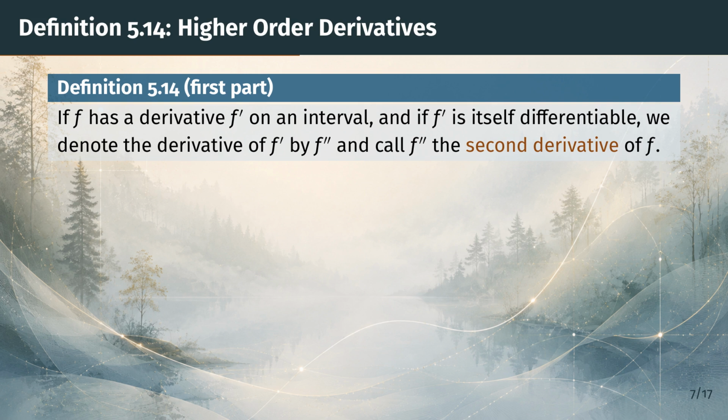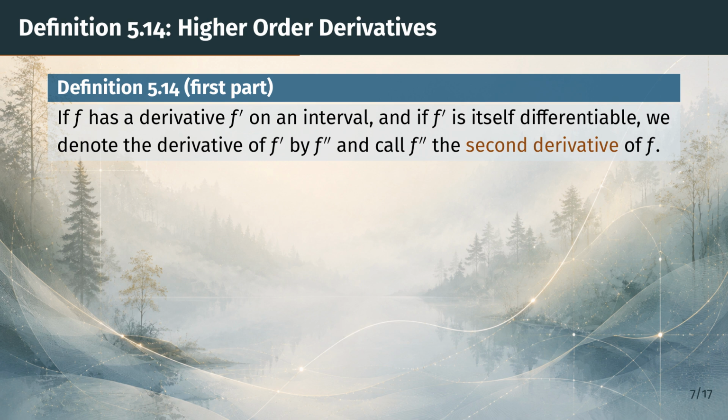Here is definition 5.14 in 2 installments. Suppose first that f has a derivative f prime, not merely at one point, but on a whole interval. If this new function f prime is itself differentiable, its derivative is written f double prime, and we call it the second derivative of f.